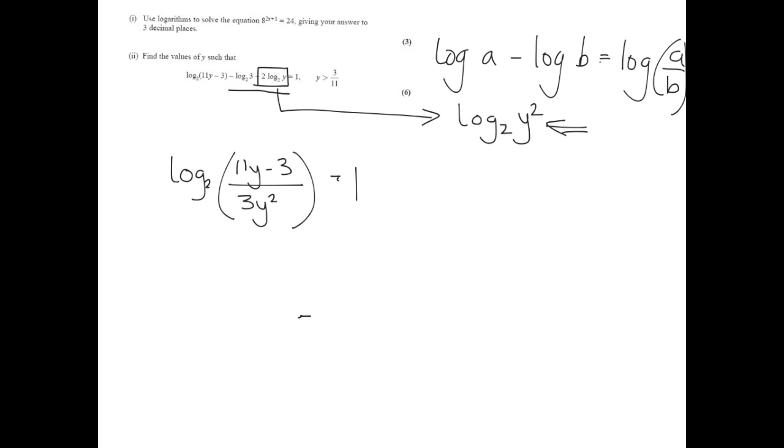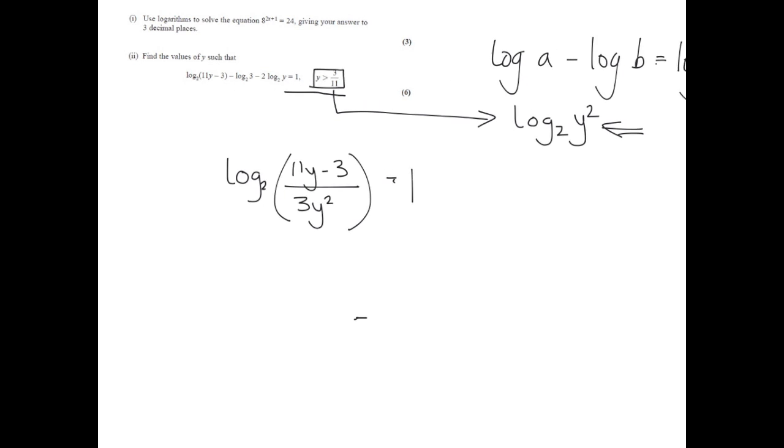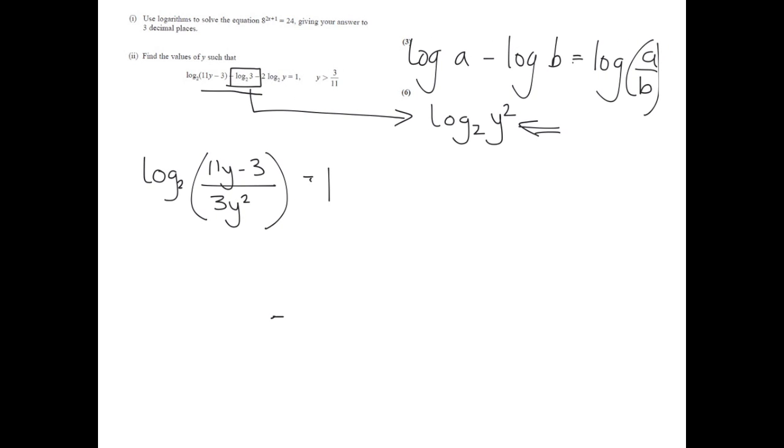Now I have just a single log on the left-hand side. I can do the reverse of logs, sometimes called anti-logs. I wouldn't be able to do it at any earlier point here. Always try and put it together so it's one single log on one side, so it's all into one form. It makes life a lot easier for you and you're less likely to make mistakes.